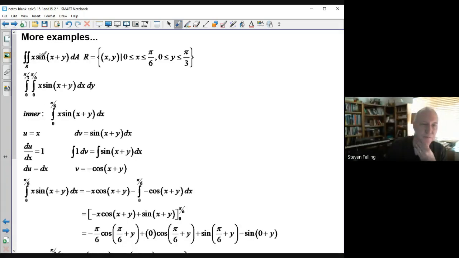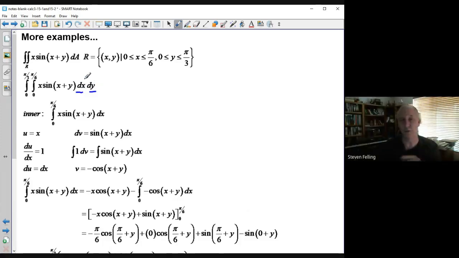Let's say we have the function x sine of x plus y evaluated over a two-dimensional area called R, and x is going to go from 0 to pi over 6, and y goes from 0 to pi over 3. Okay, so let's start by just making this x and y. It probably doesn't really matter here which one we go first, because we're talking about rectangles. Later on Thursday, it will definitely matter which one we do first, dx or dy, because in some cases the integral will be much easier to evaluate.